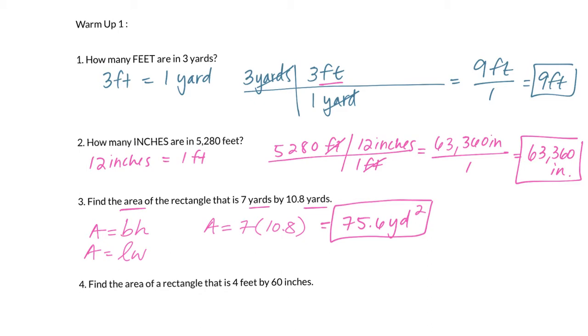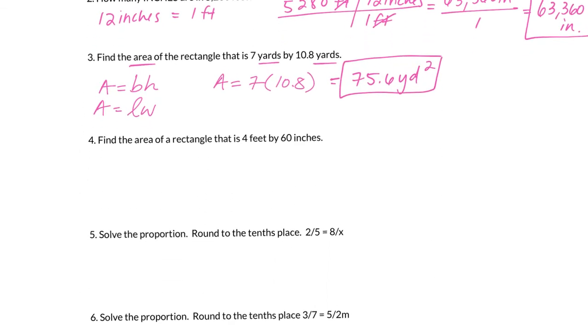All right, number 4 is find the area of a rectangle that is 4 feet by 60 inches. So again, you have to make sure before multiplying that your units are in the same measurement. So they aren't. One's in feet and one's in inches. So you have to decide which to convert. Well, this was a multiple choice question, and all of the answer choices were in feet. So we need to take 60 inches and we need to convert it to feet.